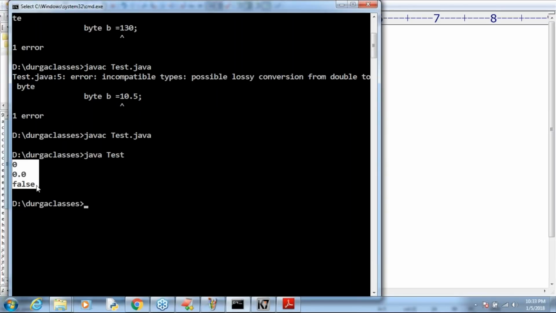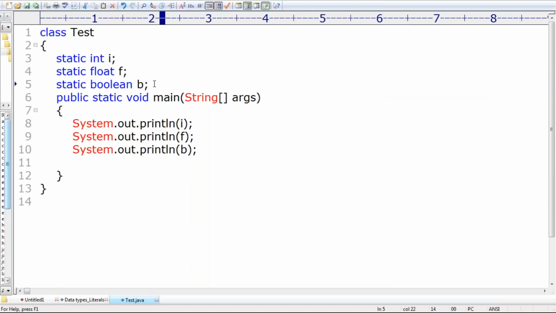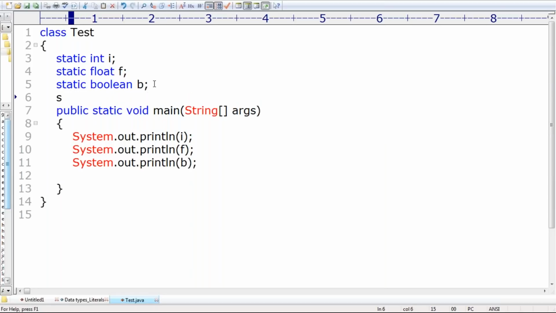You people should be aware. Okay, sir, I have one more thing, sir. I have static String s, static String s. Sir, string type, object type. Are you getting? Object type, sir, string type. Can you please tell what is the default value? Each and every person should respond. Sir, string type is nothing but object type. It is not primitive type. What is the answer by default we are going to get?